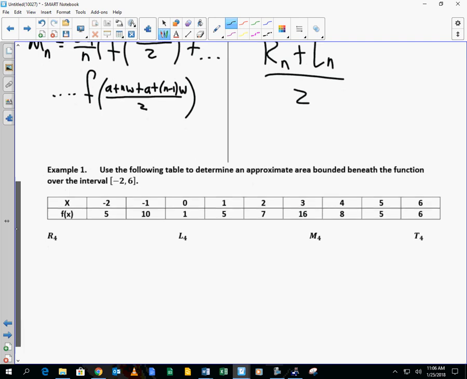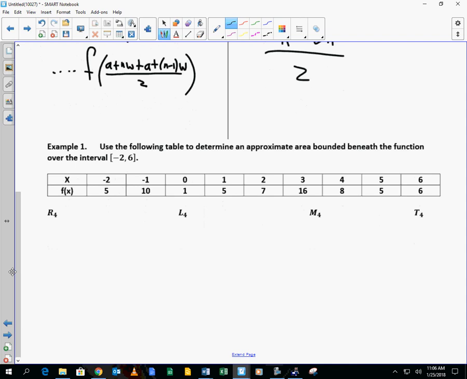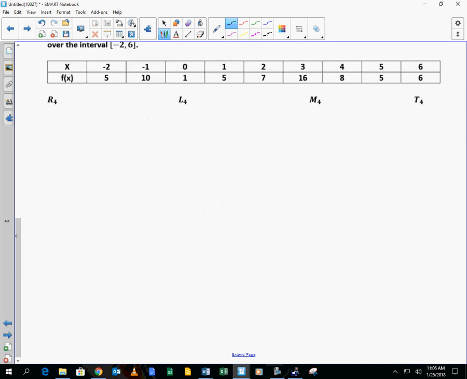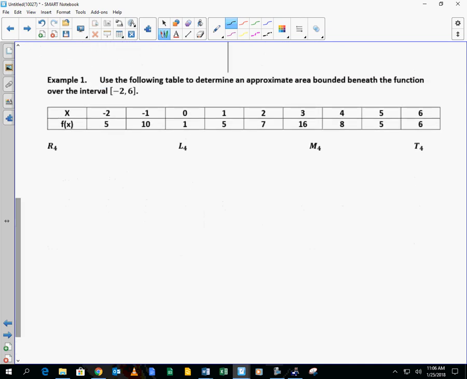Okay, let's do this. Use the following table to determine the approximate area bounded beneath the function over the interval -2 to 6. First, I'm going to come up with the width of each rectangle. What's the width of the entire interval? I do 6 minus -2, so b minus a, divided by n. I'm doing 4 rectangles, so I get 8 divided by 4 is 2. So the width of each rectangle is going to be 2.